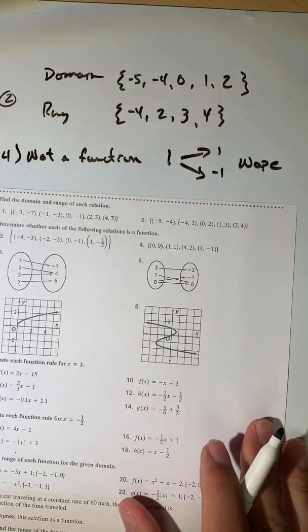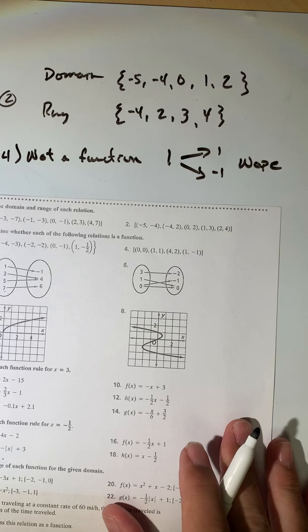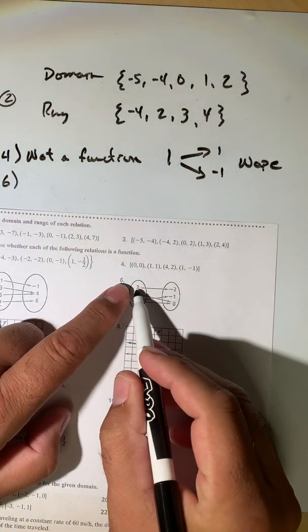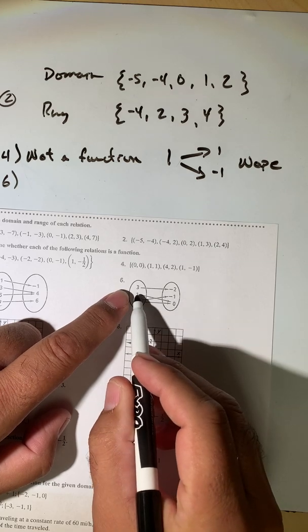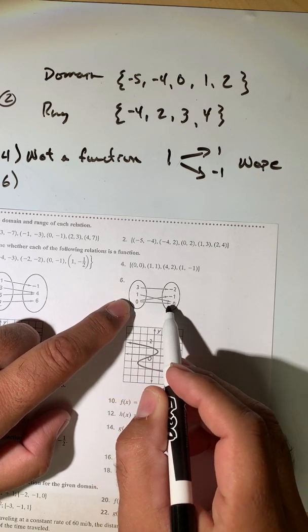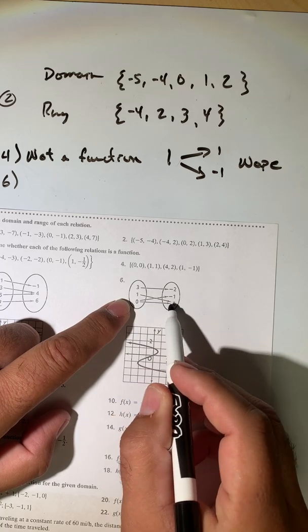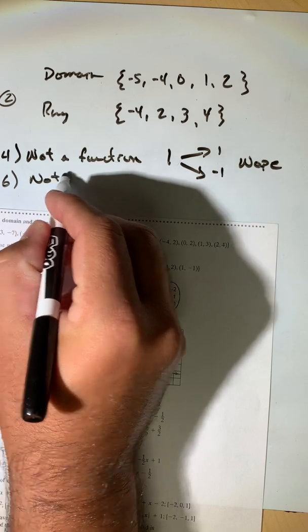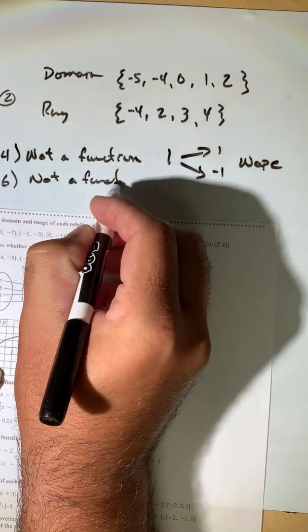All right, number 6. So now we do the same analysis. We take a look at this and we say, all right, so what happens? 3 gives me -2, 1 gives me 0, but 0 gives me -1, but 0 also gives me 0, right? So once you have a choice like that, that means it's not a function. So number 6, also not a function.